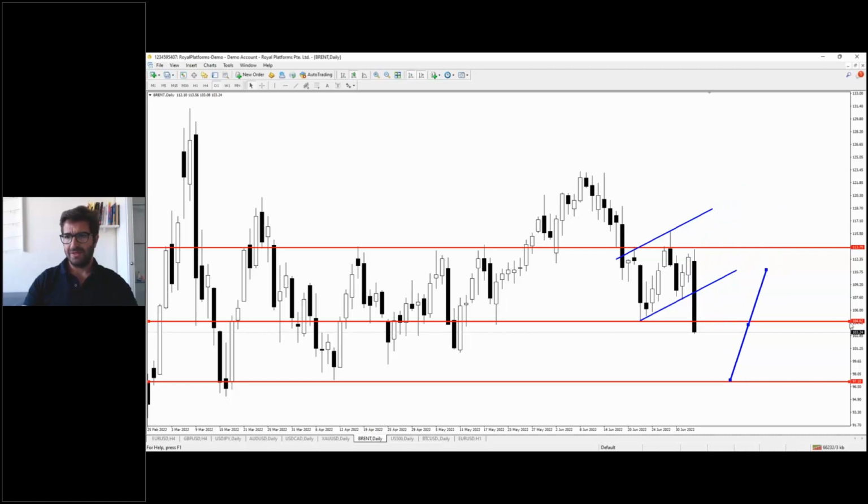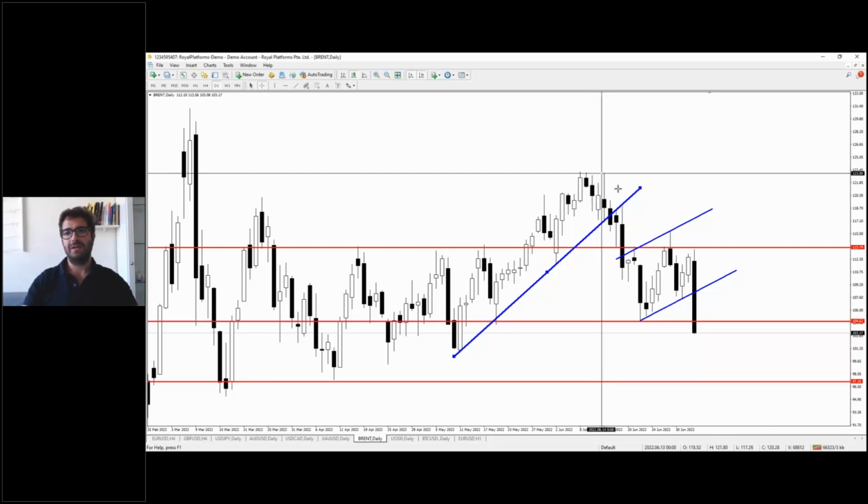So here, let me talk about this. The UK Brent oil managed to break this area or the trend line. We have a move to the downside. Now we shifted from an upward movement to a downward one on the daily time frame. Lower highs, lower lows. So clearly we are in a downtrend.